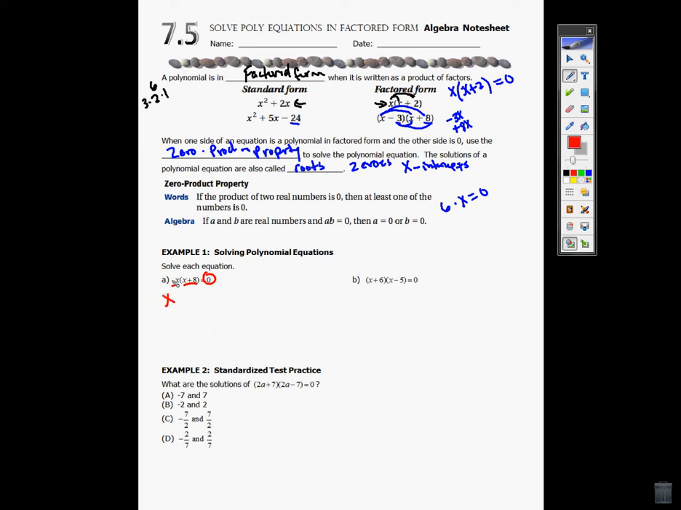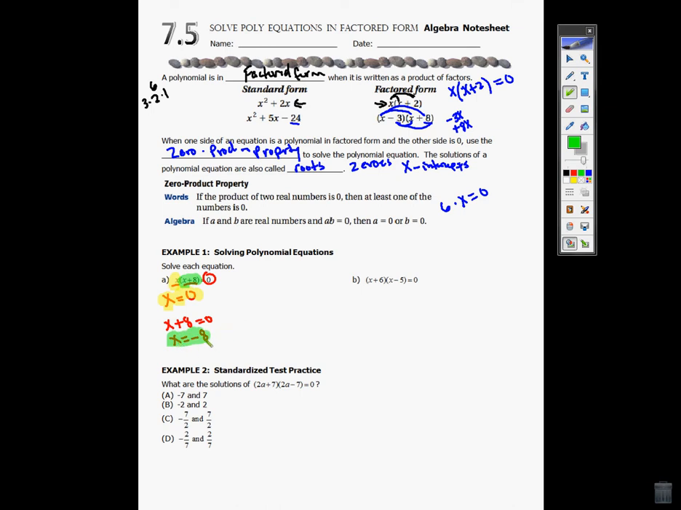So either this first number right here is the 0. So either that x is 0, and that's that first number, and that's just the way it is, or the second number, x plus 8, equals 0. Which would mean that the x value would have to equal negative 8 if I subtract 8 from both sides. So there I have my two possibilities, my two solutions.